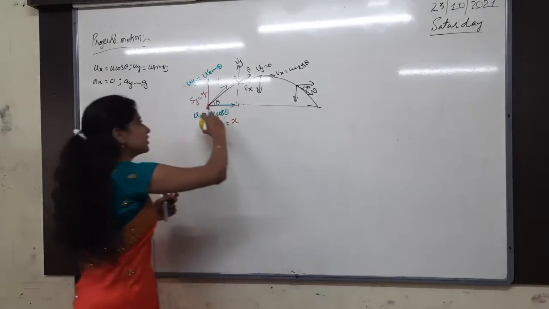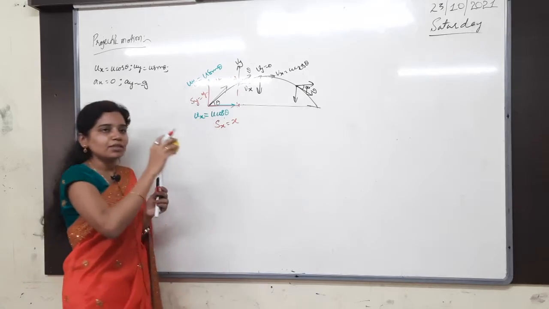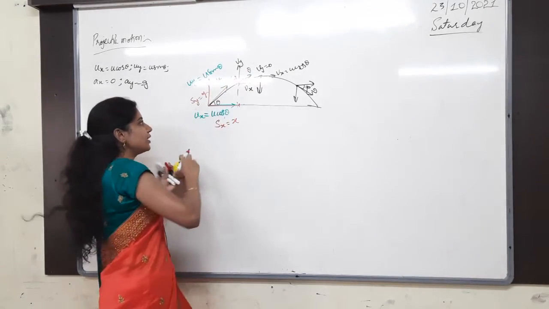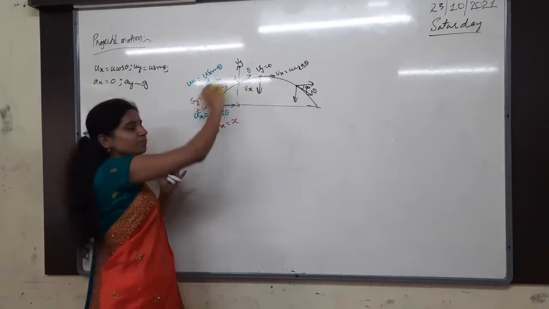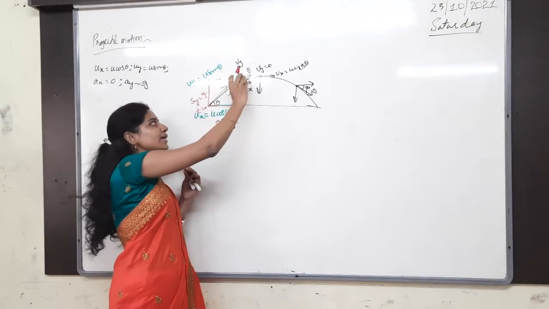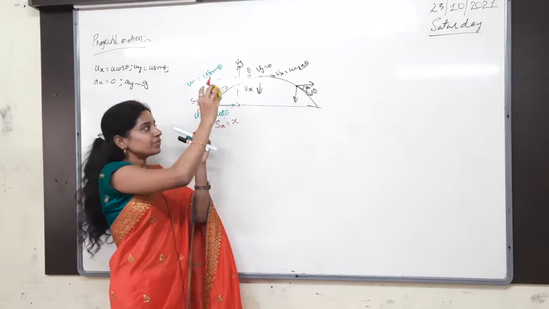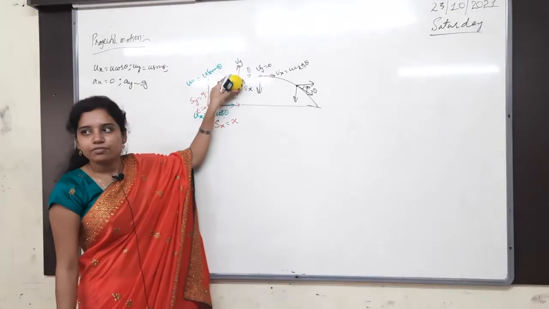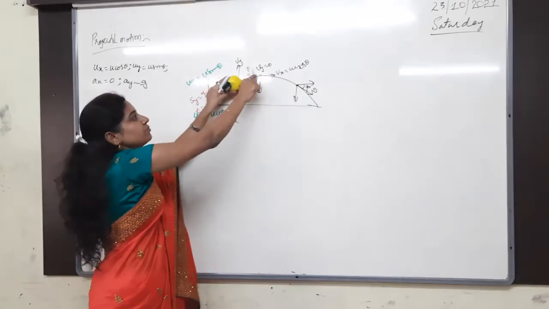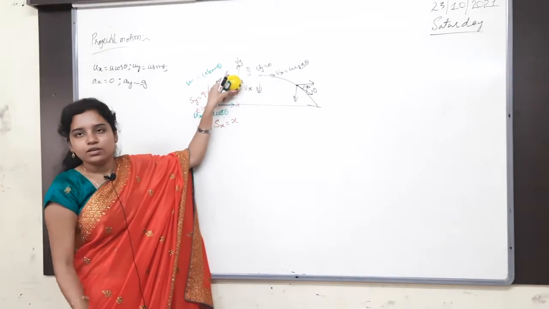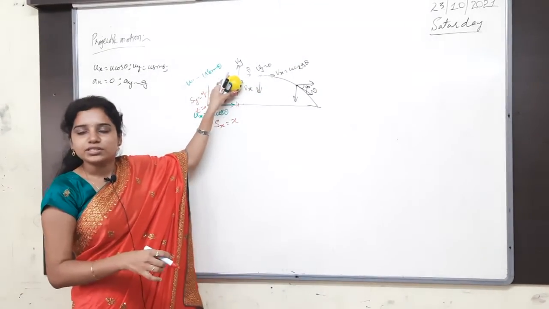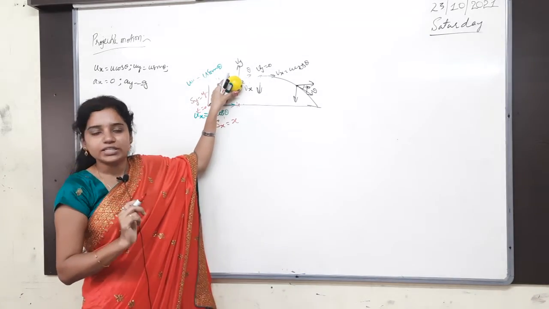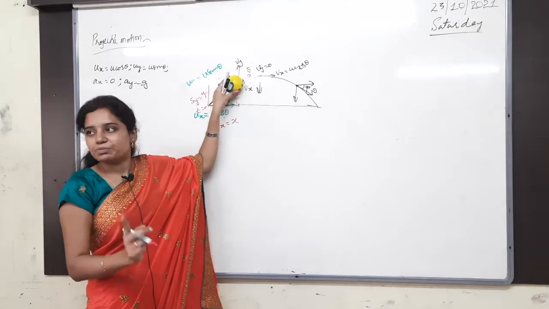So whenever I project from here to there, then in the mid path, I am just observing everything. At time t equal to 0, I projected upwards. And then at time t, I am observing everything. Whenever we observe there, what is the velocity at this point? Velocity at this point is v. Of course, vx is equal to u cos theta. vy is equal to u sin theta minus gt. Why? Because it is changing with respect to time.